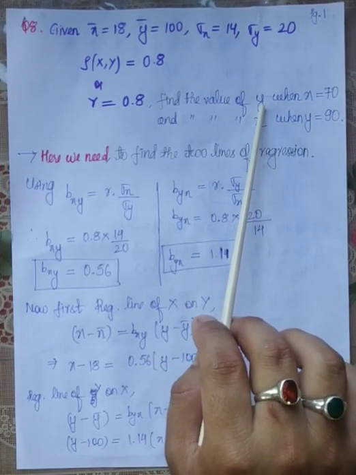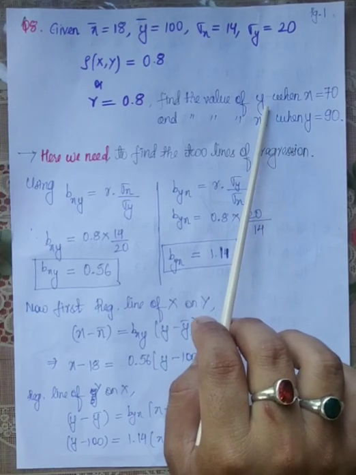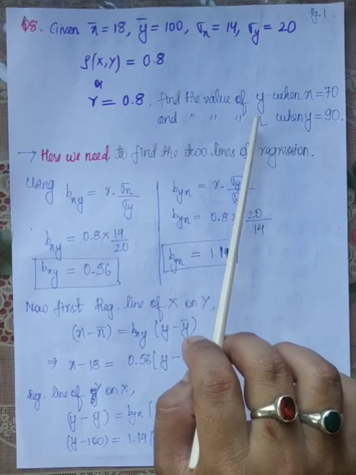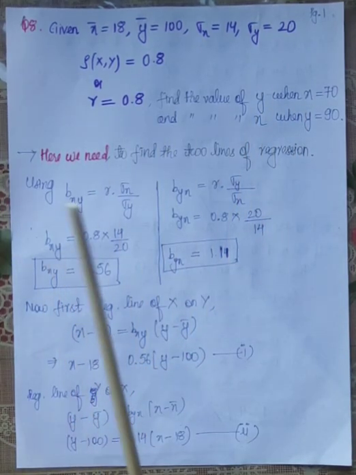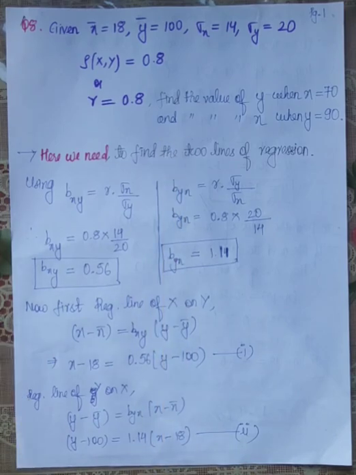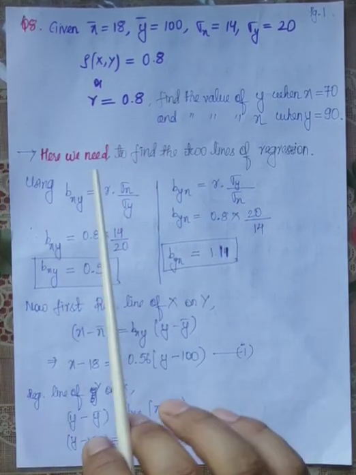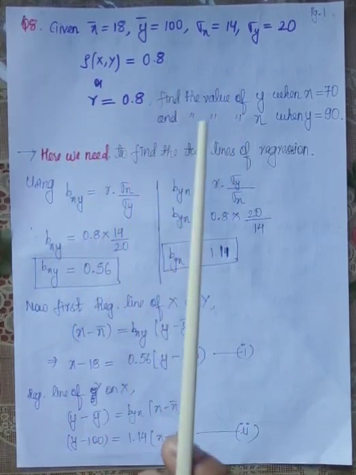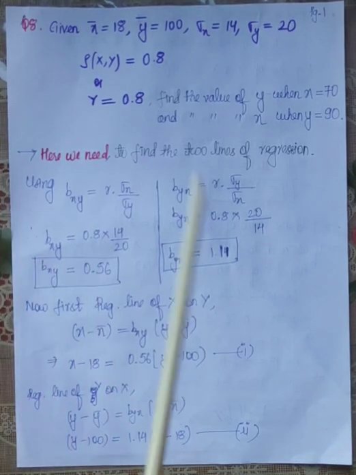Find the value for y, which means I need to find the regression line of y on x. Find the value for x means I need to find the regression line of x on y. Now go back to lines of regression. There is x bar, y bar, bxy and byx. X bar and y bar are already known, so we need to find bxy and byx, which are the regression coefficients.